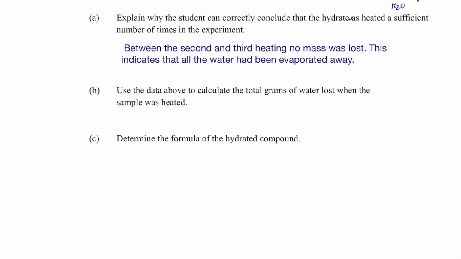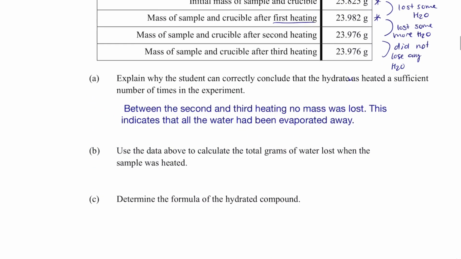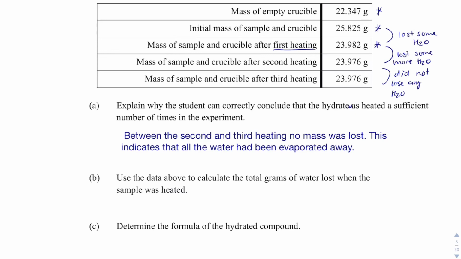So we need to get the total grams of water lost when the sample was heated. There's plenty of ways to do this. What I'm going to do is take 25.825 grams, and I'm going to minus 23.976 grams, because the only thing that happened between all of these is just water was lost. And so what I get is 1.849 grams of H2O lost.